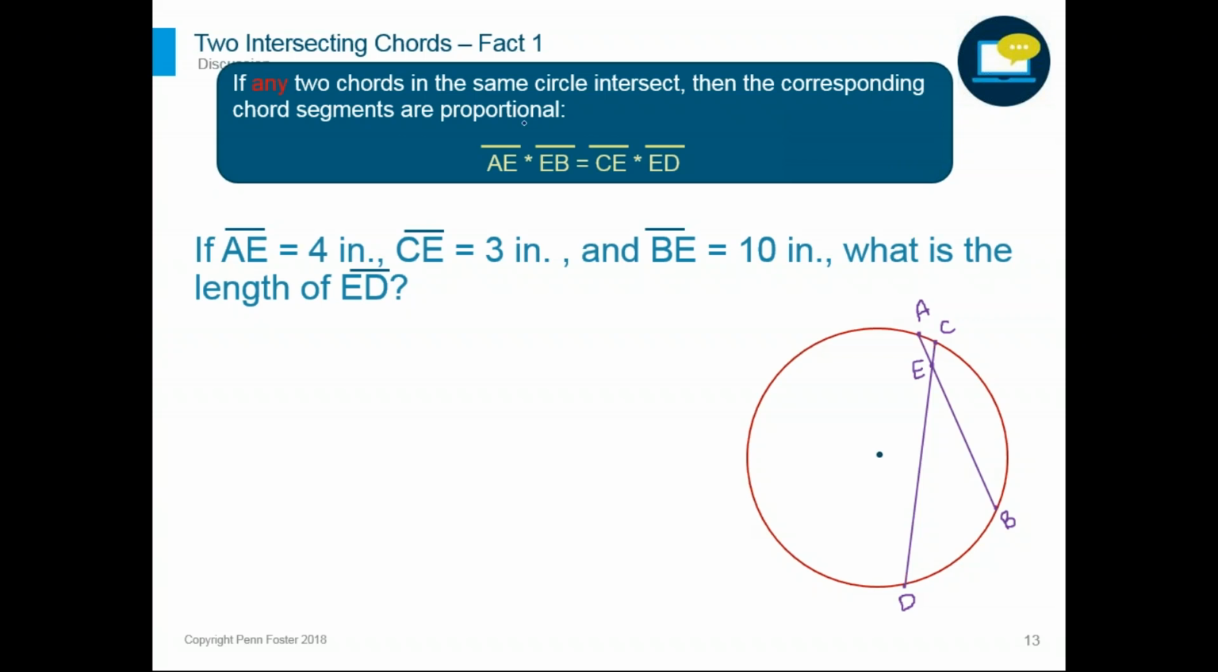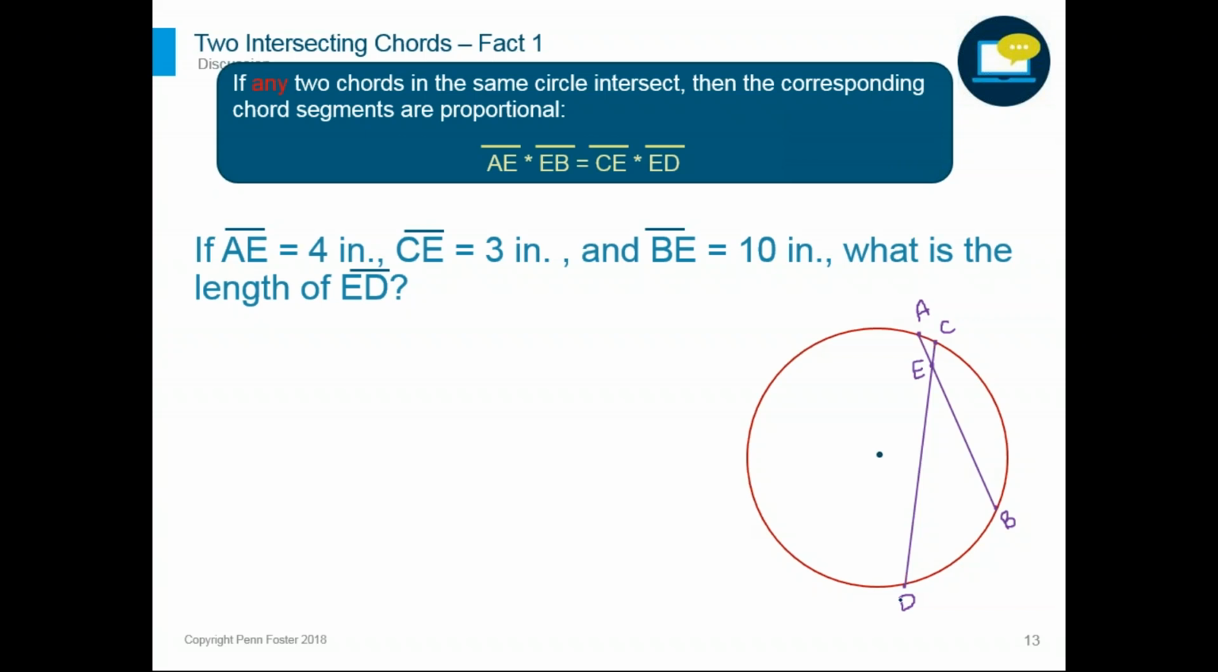And what do they mean by the corresponding chord segments? Chord segments are AE, EB, CE, and ED. They have a proportion. They are similar. If you remember from Unit 2, we went over similar segments. There is a proportion that exists between these four segments.